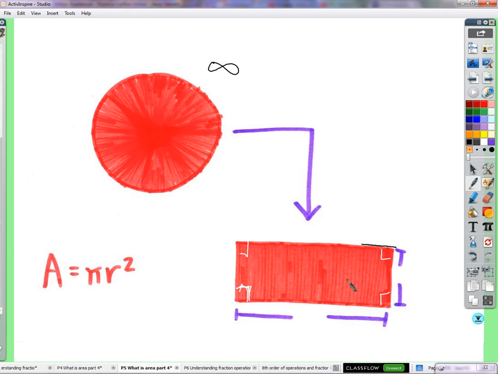Rectangle. And how do we find the area of a rectangle? Base times height. Let's look at what the base and the height of this rectangle are. And this rectangle is just made out of the circle, right? They have the same pieces, right? Same area.